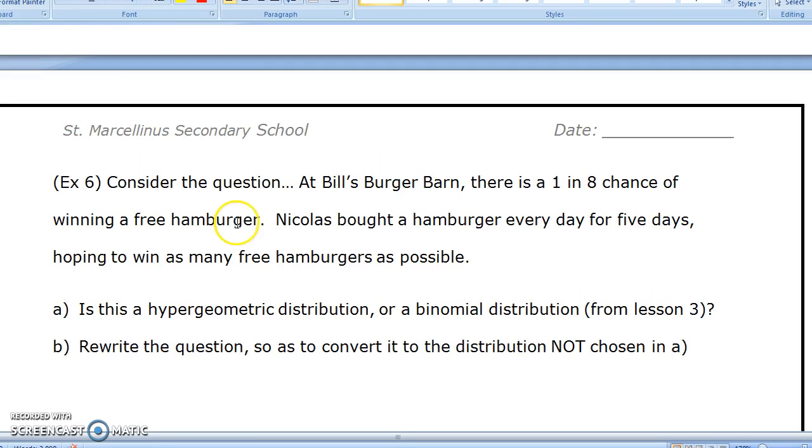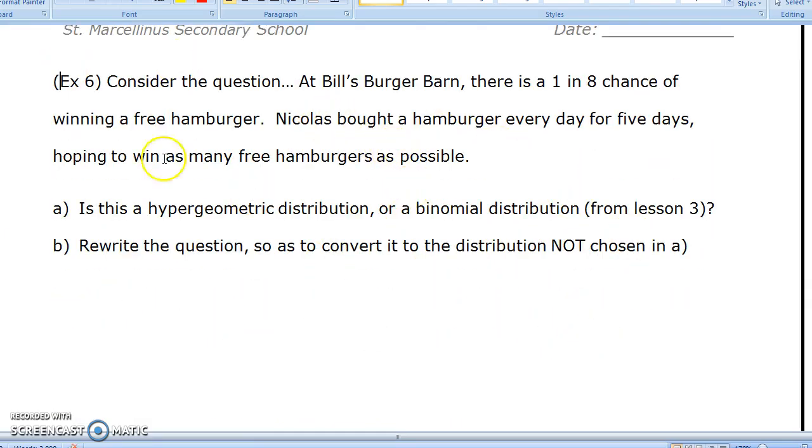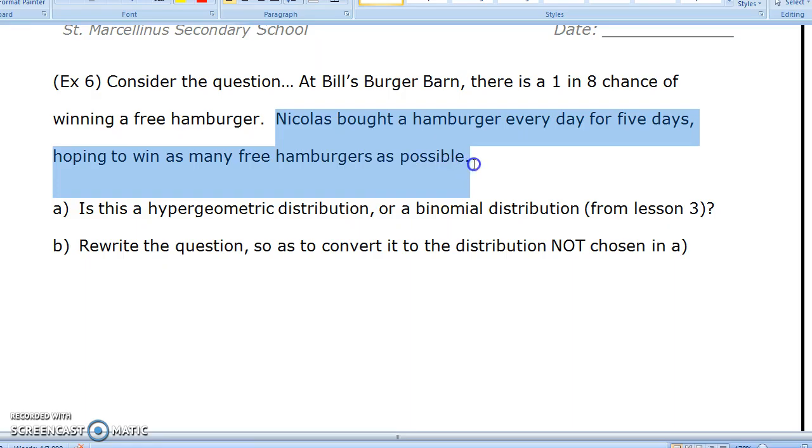Okay, let's take a look at this last one. This last one is just a communication question. We don't actually have to calculate anything. We just want to reinforce some ideas about definitions. Consider the question: at Bill's Burger Barn, there is a 1 in 8 chance of winning a free hamburger. I'm going to assume that means when you buy one. Nicholas bought a hamburger every day for 5 days, hoping to win as many free hamburgers as possible.